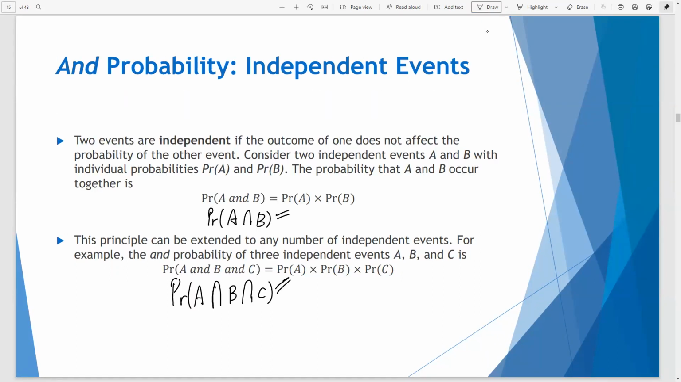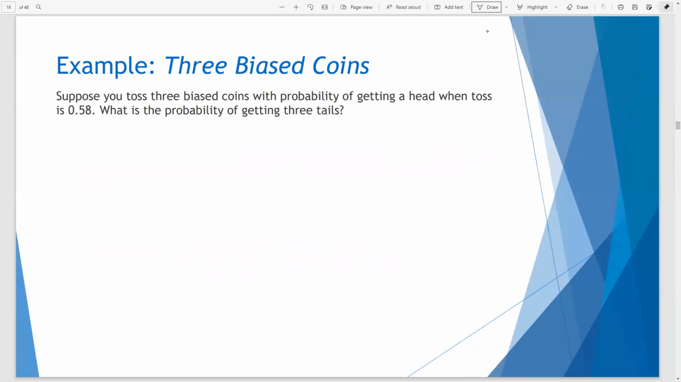So for the idea of independent events, let's see an example. Suppose you toss three biased coins, with the probability of getting a head on each toss being 0.58. So you have three biased coins, and the probability of getting a head is 0.58. I don't know how it's biased that way, but yeah. Three biased coins. So what is the probability of getting three tails?